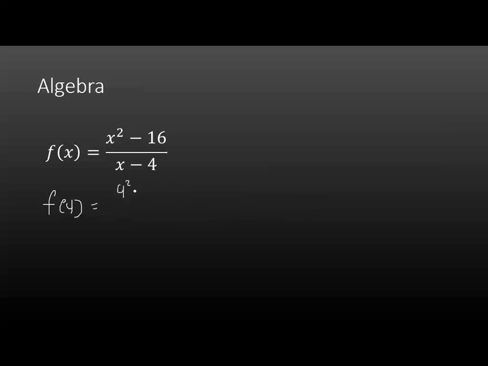So we will have 4 squared minus 16 all over 4 minus 4. So 4 squared is 16 minus 16, and we have 4 minus 4. I think we will know what will happen here. We will have 0 all over 0, which is, again, undefined. It's impossible for you to find the value at 4. But let's give it a chance.